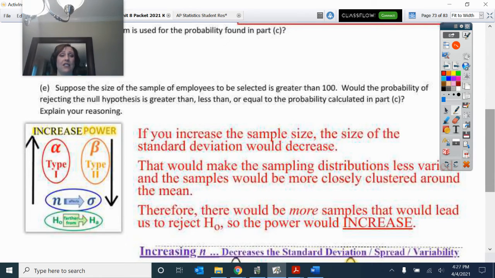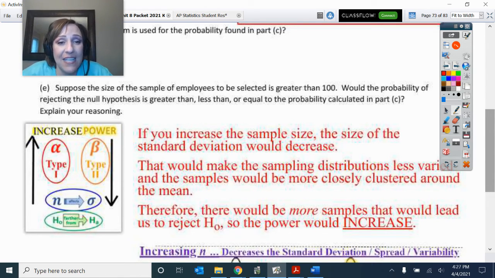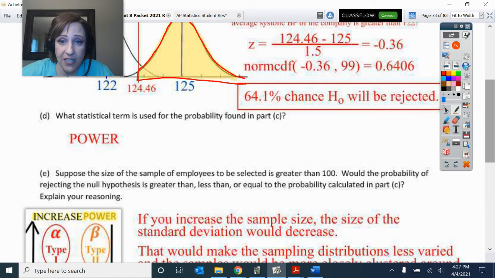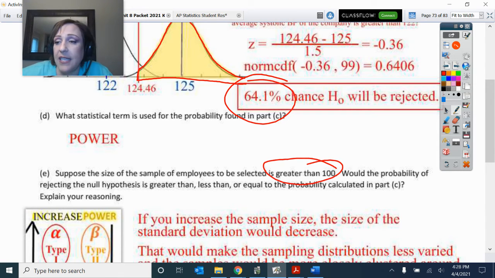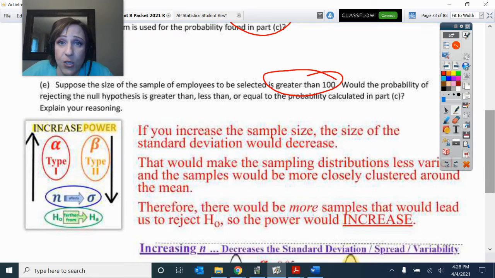So now, suppose that the size of the sample of employees to be selected is greater than 100. Would the probability of rejecting the null hypothesis be greater than, less than, or equal to the probability you calculated in part C? So what would changing the sample size, making sample size go up, be? So that's this right here. So increasing the sample size, and it says explain your reasoning. I actually would have missed partial credit on this. So increasing the sample size will make the power increase.